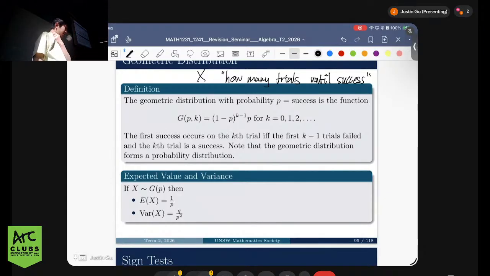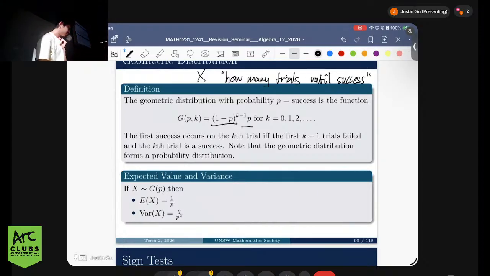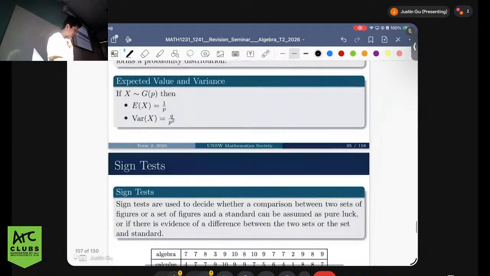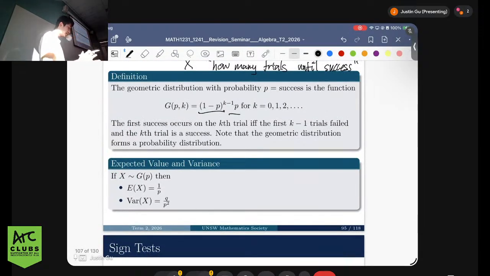So the first success occurs on the kth trial if and only if the first k minus 1 trials failed. So that's why we have 1 minus p to the k minus 1. That's the chance the first k minus 1 trials fail. P is the chance it succeeds after that. And the geometric distribution forms a probability distribution because all of these are non-negative and they sum to 1. If x is described by the geometric distribution with p, then the expected value of x is 1 on p, and the variance of x is q on p squared, or 1 minus p on p squared.